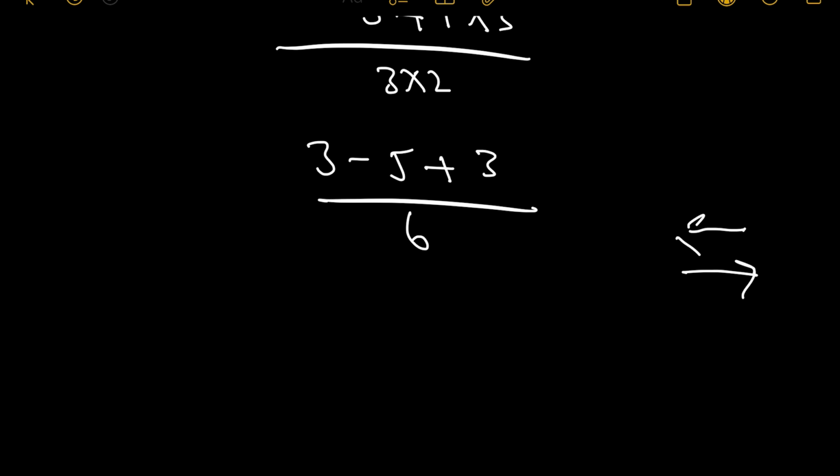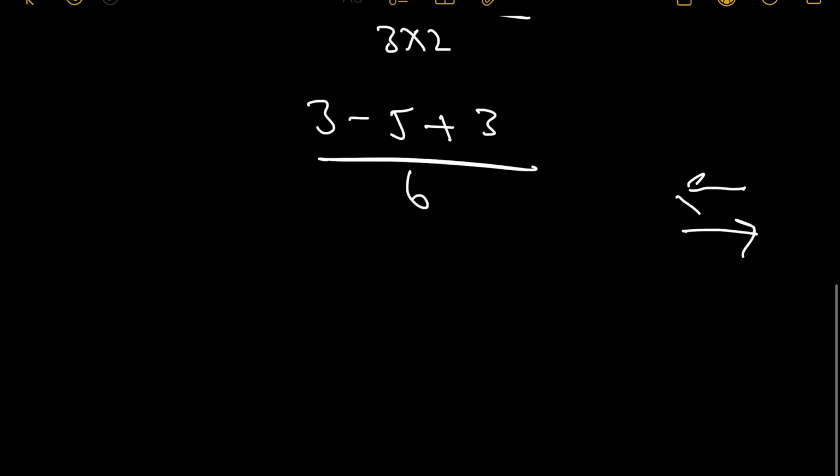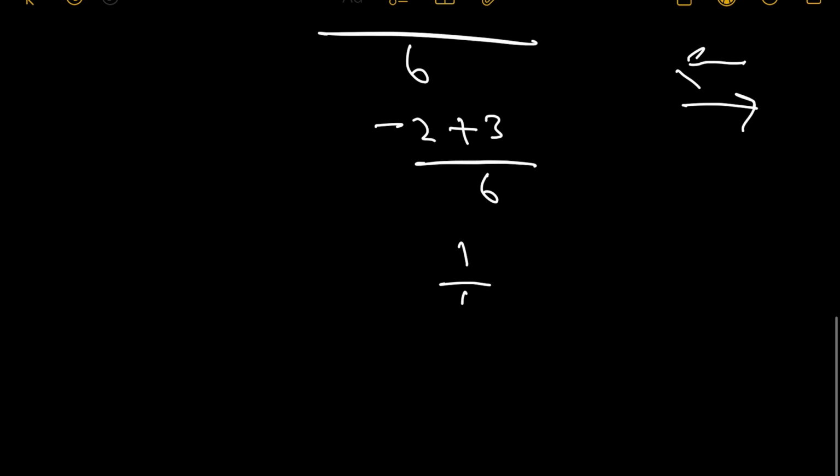So according to BODMAS, first we simplify from left to right. Okay, so 3 minus 5 is minus 2, plus 3 divided by 6. So it means 1 over 6, and 1 over 6 is equal to 0.167. This is the final answer of this question.